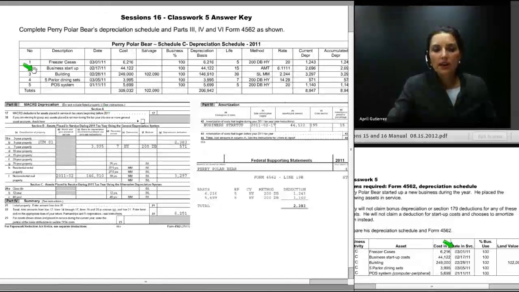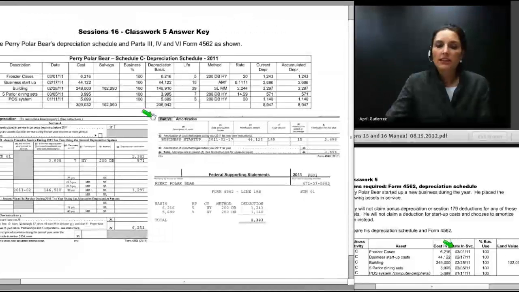On business startup, we have amortization, and amortization is, of course, over 15 years. And rather than look at double declining balance or the half-year convention, instead we go with straight line over 15 years, and we will include a depreciation or amortization deduction for the month placed in service. So what that means is even though it was placed in service really the middle of February, we're going to get a full month of amortization for the business startup in February.